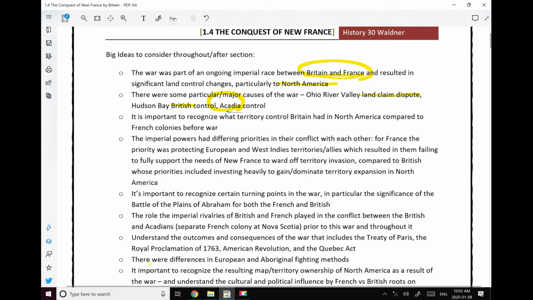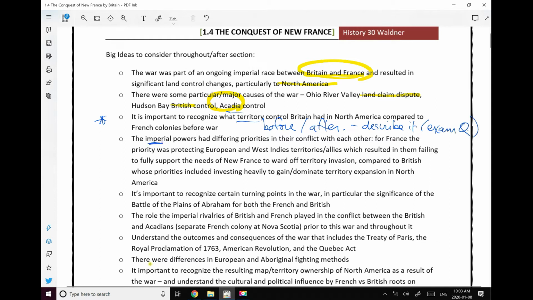But going back to the big ideas here. So that Acadia thing was a big deal there. It is the difference between their territory before and after the war, right? And so as an exam question, I might ask you to describe that.